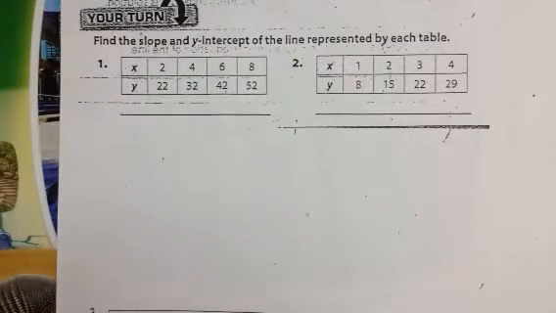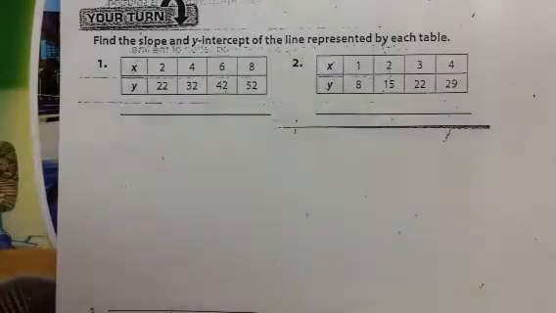Okay, this is something new, something that we haven't worked on together yet. So it says find the slope and the y-intercept of the line represented by each table. So we've worked on finding the slope and the y-intercept of a graph. Remember, slope was rise over run, or it was the change in the y values over the change in the x values. And the y-intercept was simply wherever the line was crossing the y-axis.